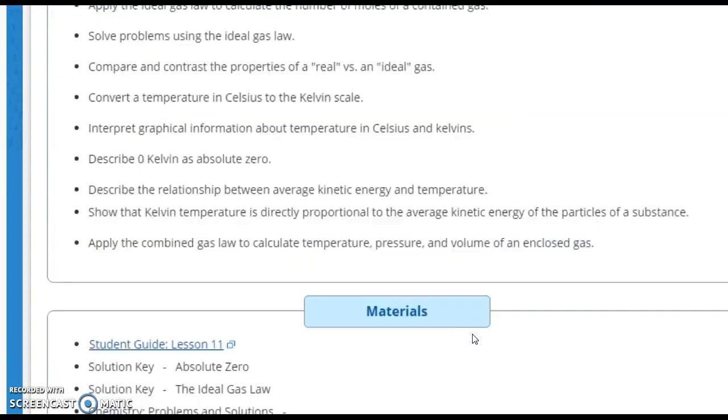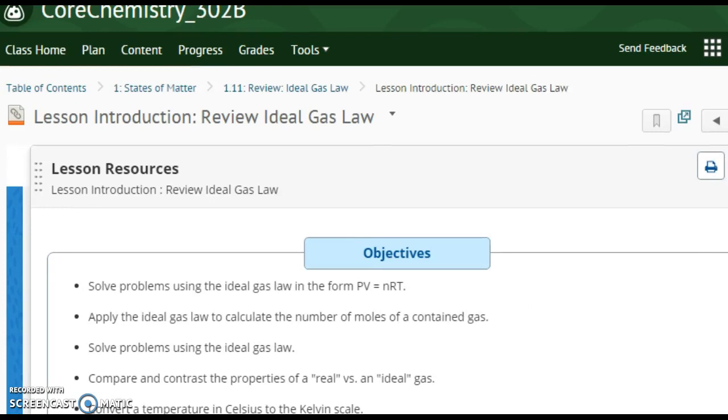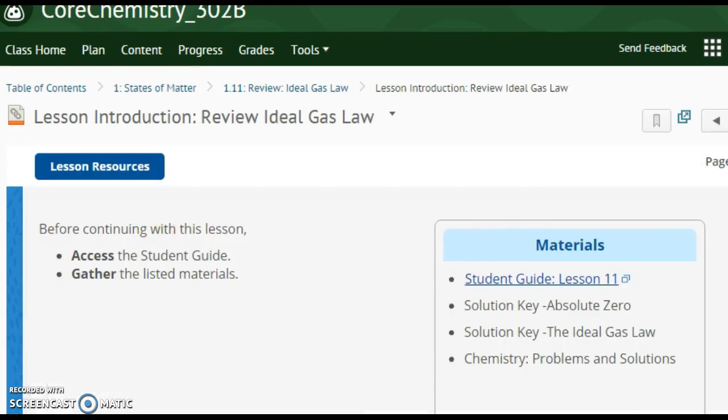All right, so you can always go into the lesson to get the lesson guide.